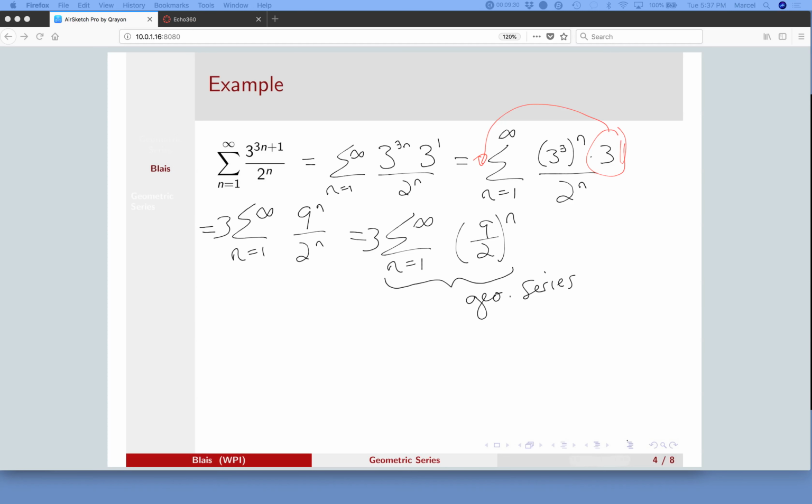And its ratio term is the base. And we see that its r is 9 over 2. Well, that's bigger than 1. So that means that this series diverges.